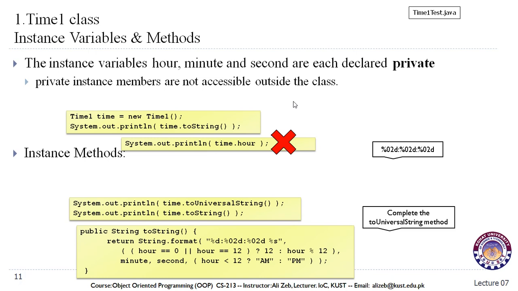Instance methods, for example, in this case are the toUniversalString and toString methods. We can access the instance methods using the object of the class, since these methods are declared as public.